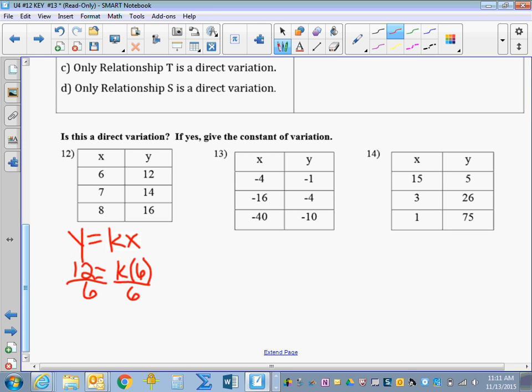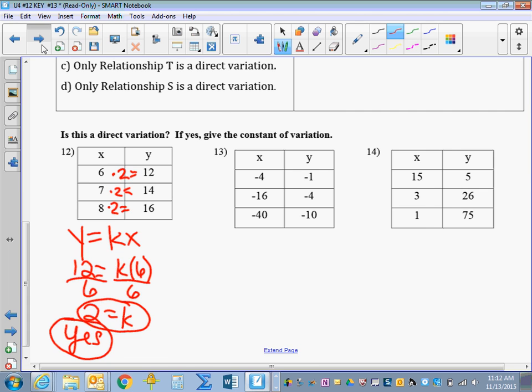What do I get for k? 2. If I check, 6 times 2 is equal to 12. 7 times 2 is equal to 14. 8 times 2 is equal to 16. Since that works for every single one, then yes, it is a direct variation, and my constant of variation is k equals 2. That's all you have to do for those. Check to find your k value and see if it works for every single one.